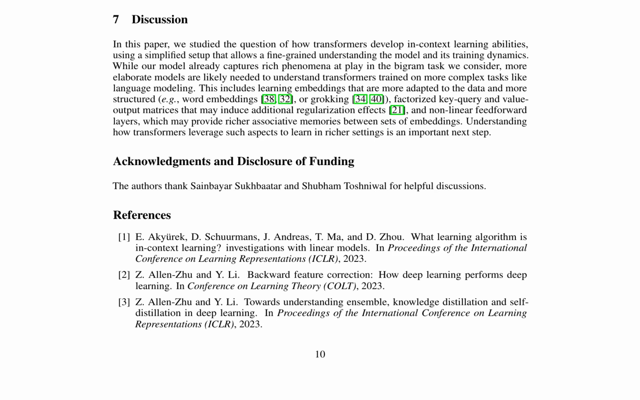Finally, the paper discusses potential avenues for future research, including understanding how transformers leverage more complex aspects such as nonlinear feed-forward layers, factorized key-query and value output matrices, and learning embeddings that are adapted to the data. These aspects are crucial for understanding how transformers perform in richer settings beyond the simplified setup considered in this study.